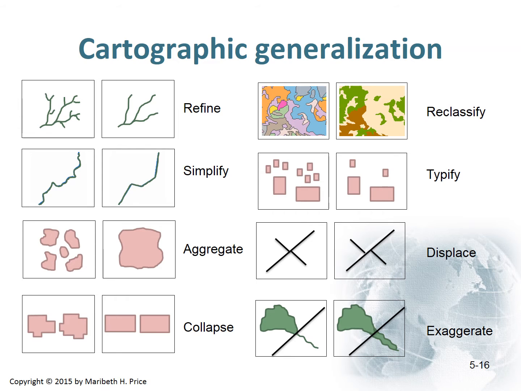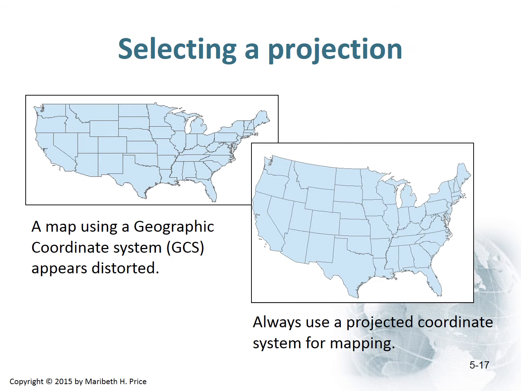We can describe it in different ways. You can displace or you can exaggerate features. There's all kinds of generalizations that you can do to make the data better at telling the story.